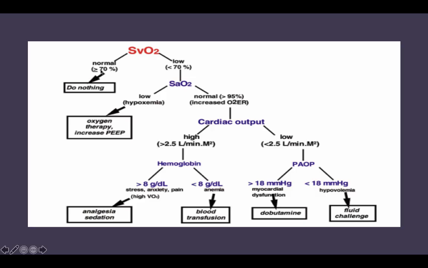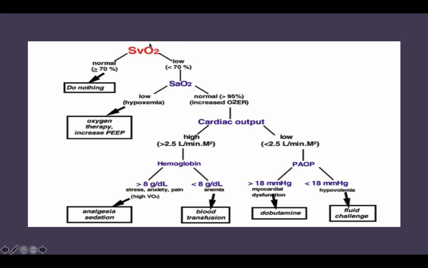So anything with SvO2 over 70% is pretty normal. So a normal healthy patient, I've got 100% oxygen coming in. My cells are going to use about 30% of that. SvO2 is normal. Well, I'm going to do nothing. I'm okay there. My SvO2 is low. Well, I know I've got adequate supply coming in, assuming that my SaO2 is good, right? I've got adequate supply coming in, but I've got some sort of demand issue going on.